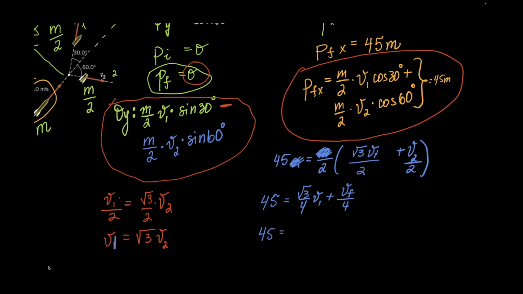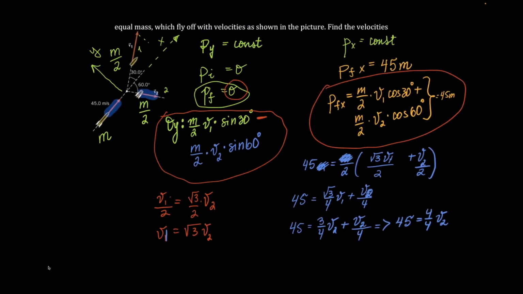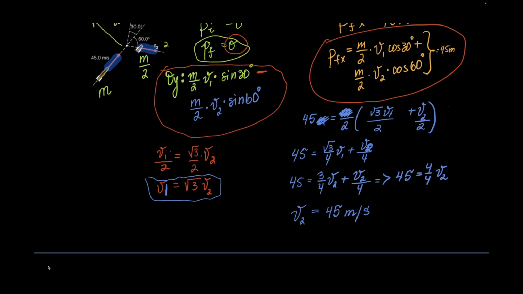45 equals root of 3 times root of 3, which is 3. So it's going to be 3/4 of v2 plus v2 over 4. So 45 equals 4/4 of v2. They're so clever. See how they drew the v2? Same as that, it was 45. All right, we got it correct. And then all we need to do is figure out our v1, which will just be 45 roots of 3 meters per second, and that will be our v1.